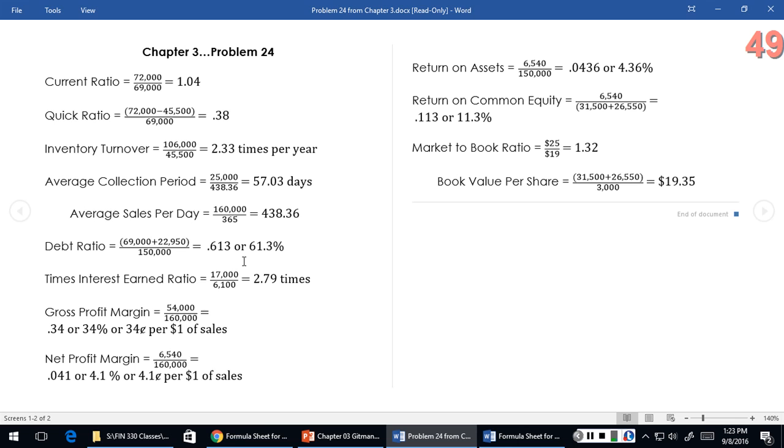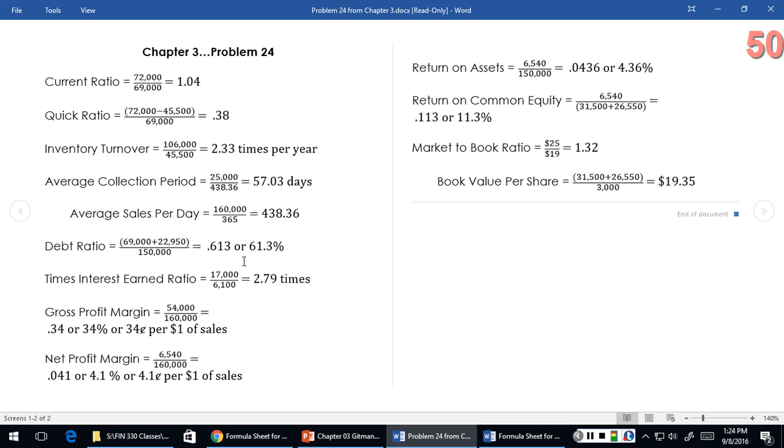I see a hand go up somewhere over here. When you were explaining the 61.3%, the first thing you said, I didn't get the end of your phrasing. Yeah, so that's what that's telling you. It's simply total liabilities over total assets. So they have borrowed 61.3% of total assets. And again, the higher the number, the more leverage they're utilizing.